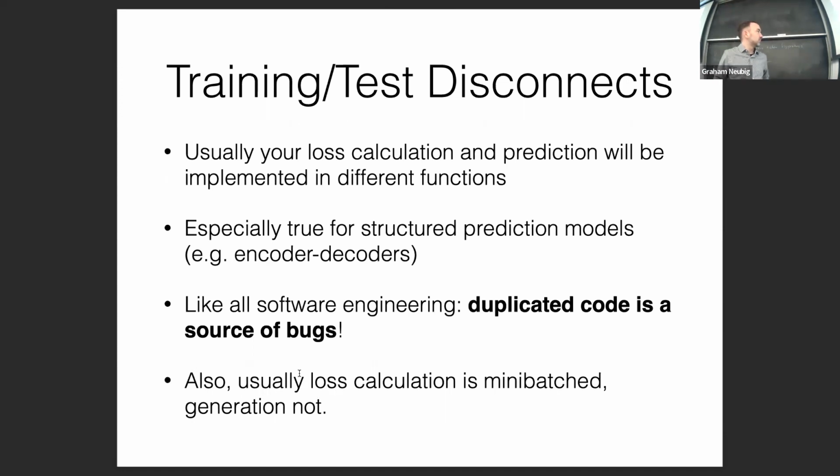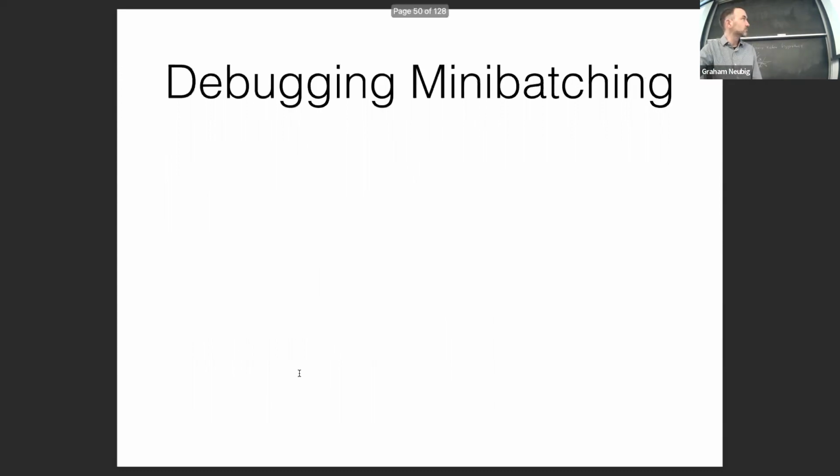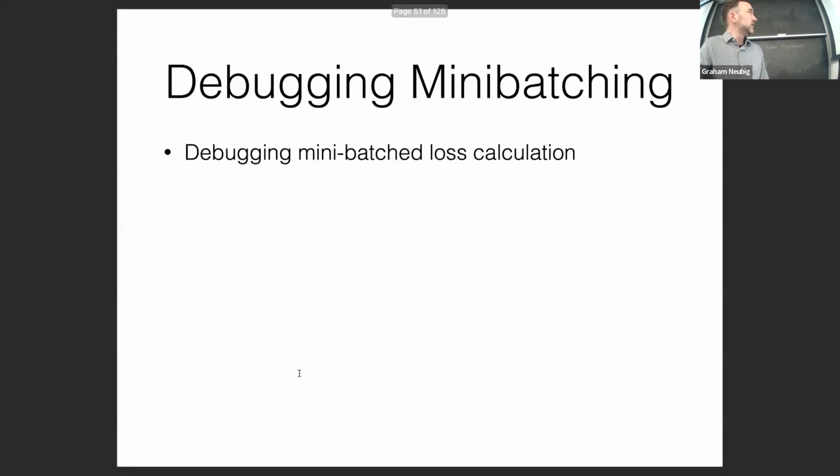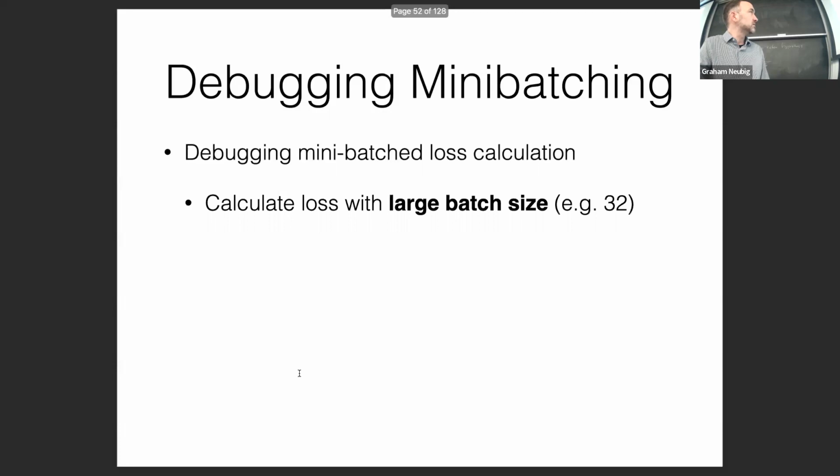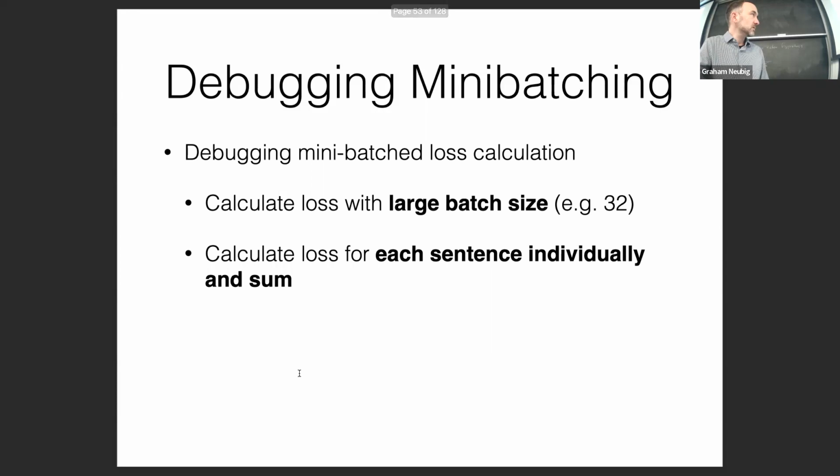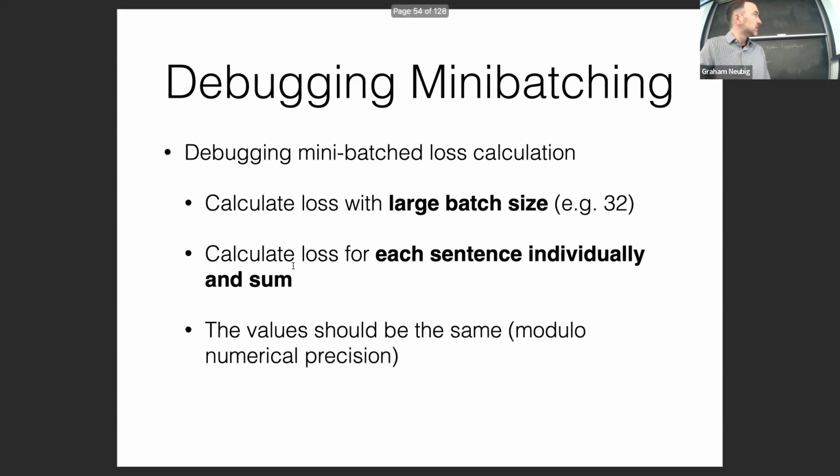Another issue is that loss calculation can be mini batched. In generation, very often you just have a mini batch size of 1. So there are some really good tricks that make it easy to debug this if you need to implement it yourself. A very easy way to debug mini batch loss calculation is to calculate the loss with a large batch size, then calculate the loss for each sentence individually and sum all of them together, or calculate with a mini batch size of 2 and do that 16 times. And the values should basically be the same.